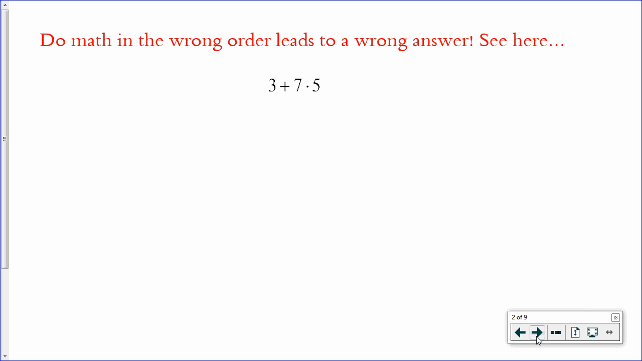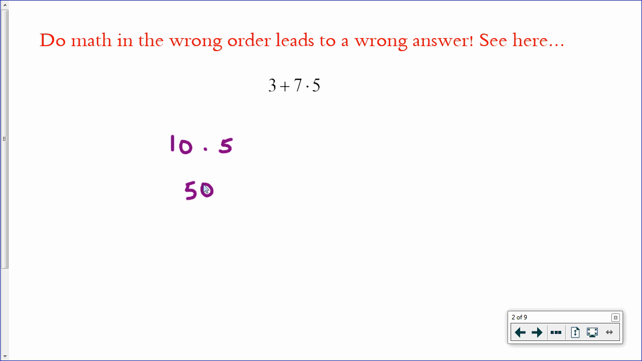And it's only because mathematicians sat down and agreed on this a long time ago that you're supposed to do the multiplication before the addition in this example. So let's do it both ways and just show that it comes out to be two different numbers. So 3 plus 7, if I do that first, which is incorrect, would give me 10, and then I would multiply it by 5, and 10 times 5 is 50.